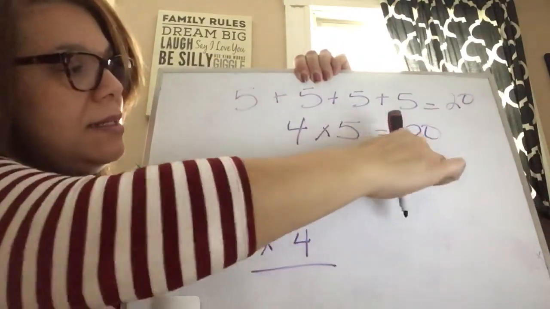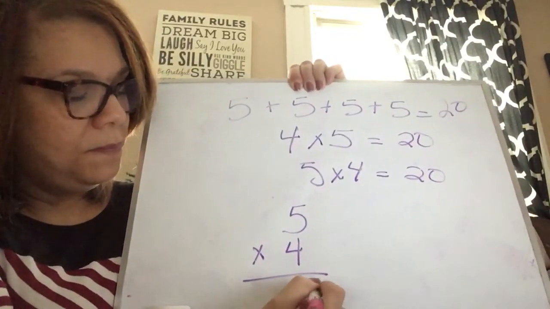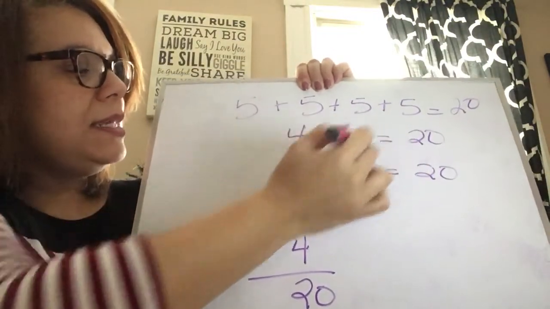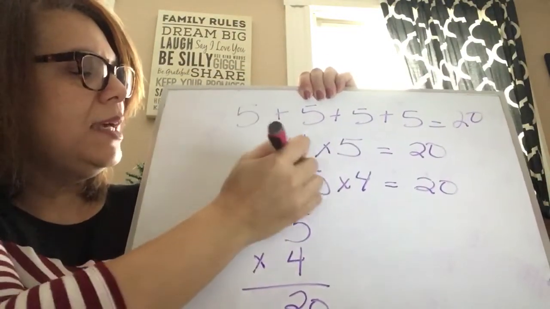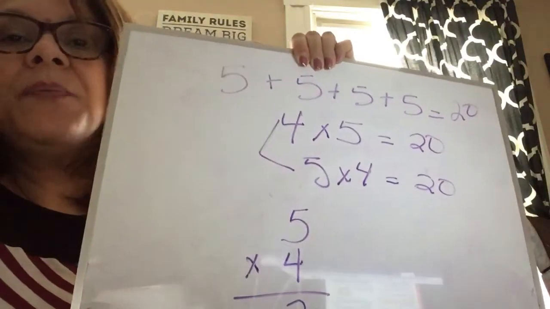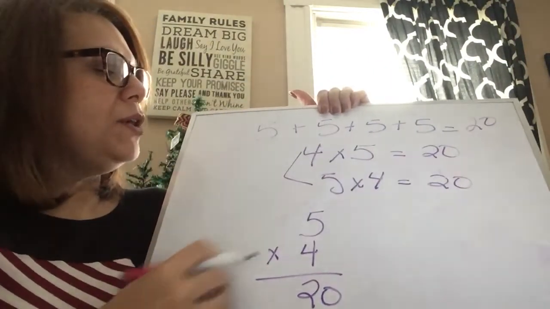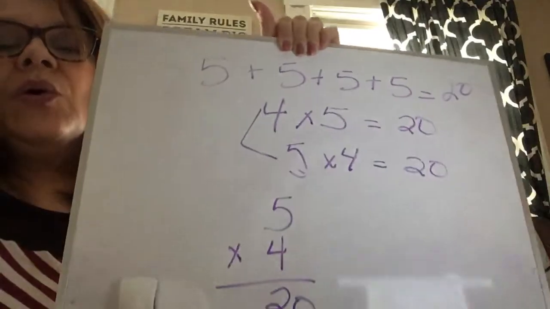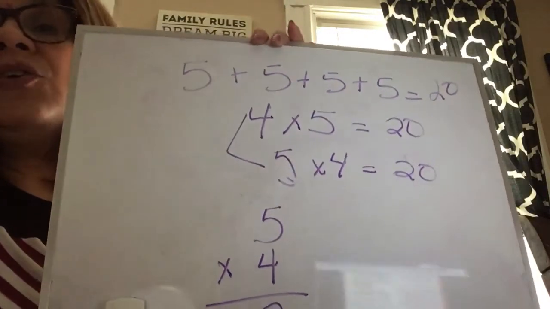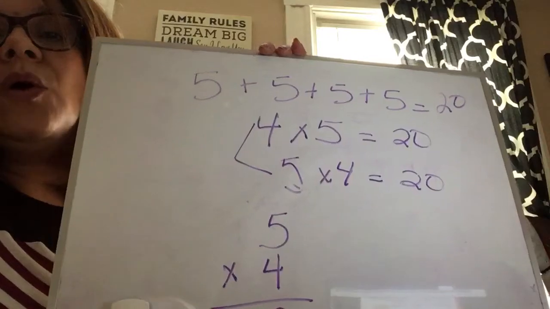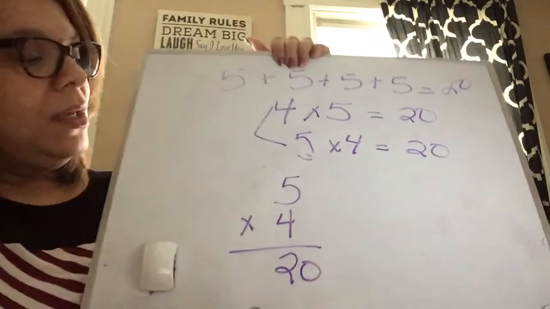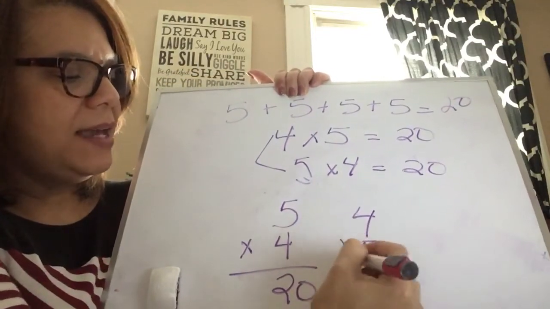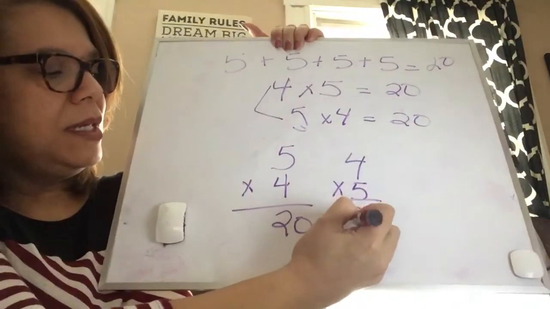5 times 4 is 20. Okay? 4 times 5 is 20. 5 times 4 is 20 because of the commutative property. It says that it doesn't matter the order. I'm going to erase that 5 and make a better 5 for you there. It doesn't matter the order in which you multiply your factors. The product is always the same. So 5 times 4 is 20 is the same as 4 times 5, and that's also going to equal 20.